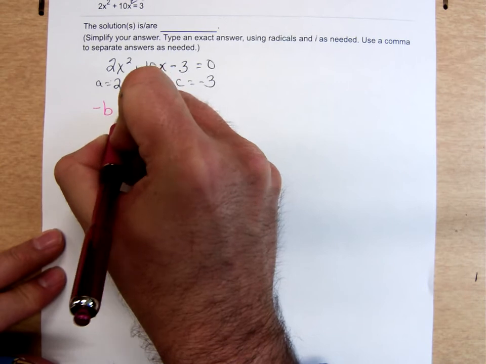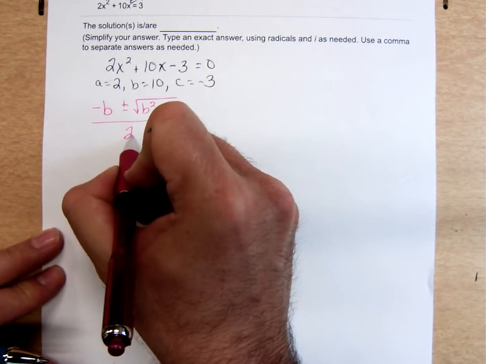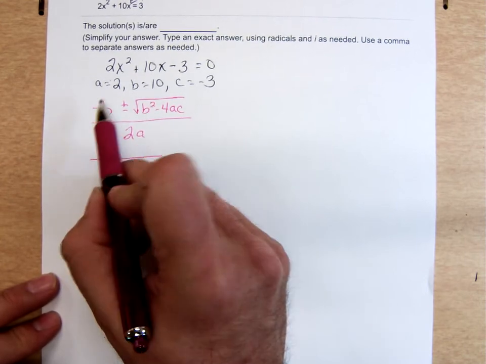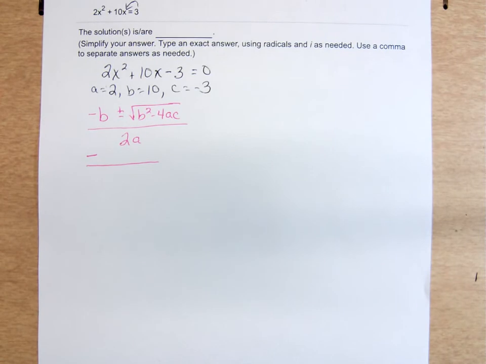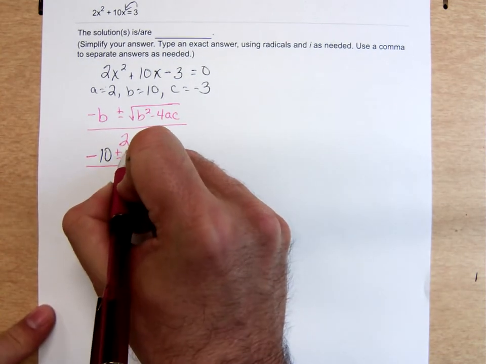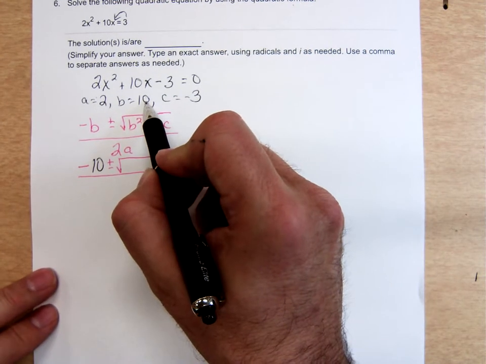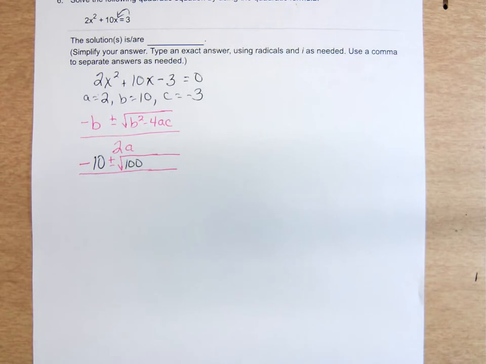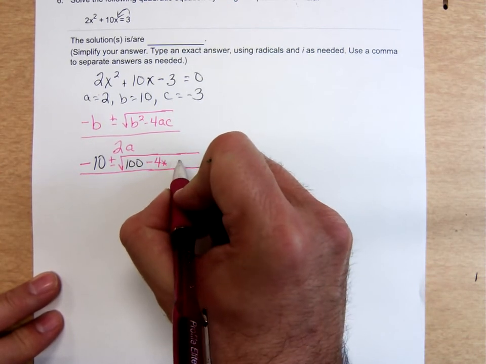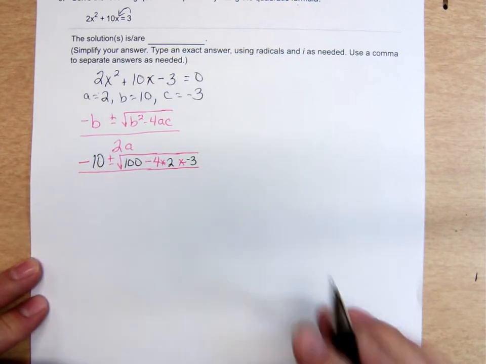Negative b plus minus the square root of b squared minus 4ac, all over 2a. So let's see. Negative b, b is 10, so negative 10 plus minus the square root of b squared, 10 squared is 100, minus 4 times a times c. a is 2 and c is negative 3, all over 2 times a.